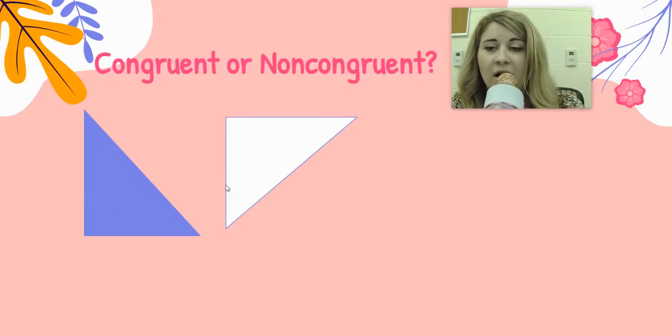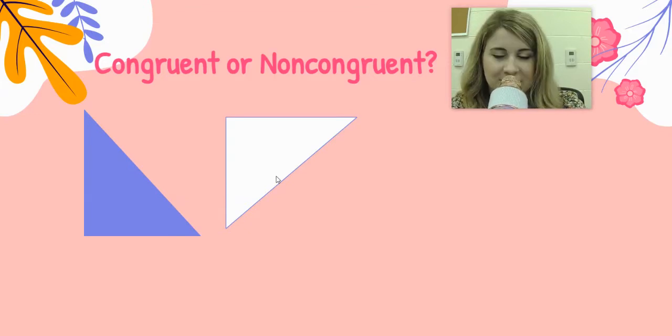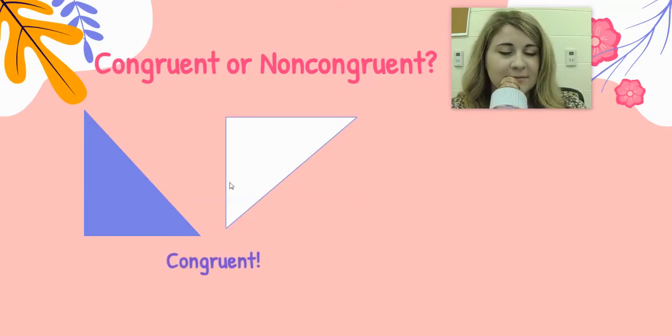No. Are they the same shape? Yes. Are they the same size? Also yes. So these would be congruent. They're the same size and the same shape. Color doesn't matter. Position doesn't matter. If they are the same size and shape, then they are congruent.